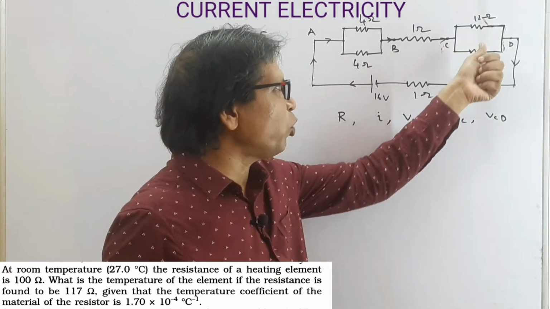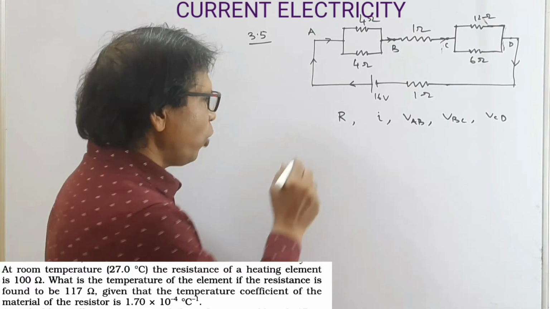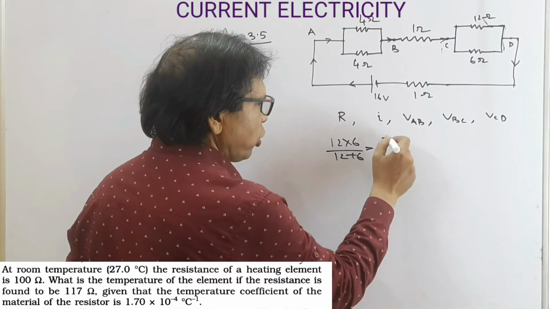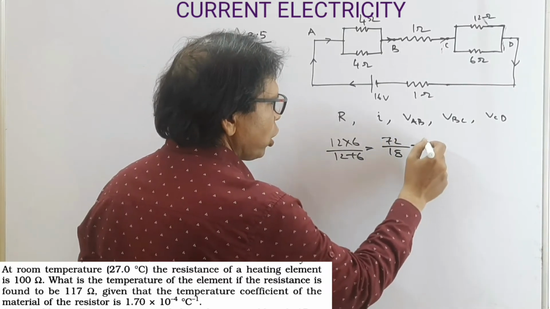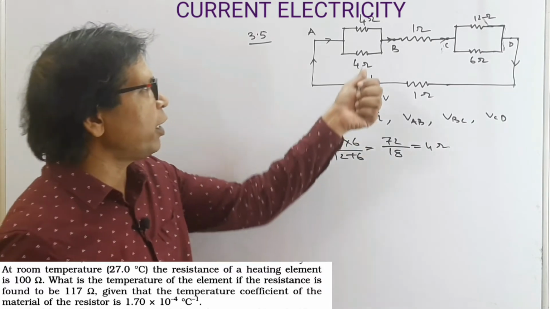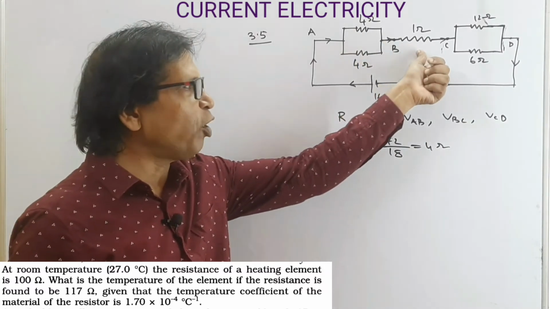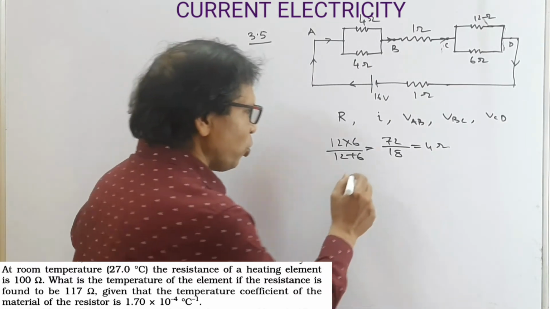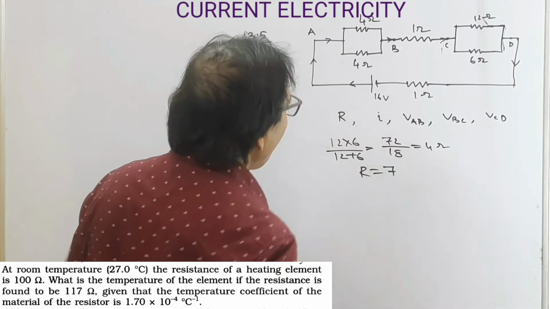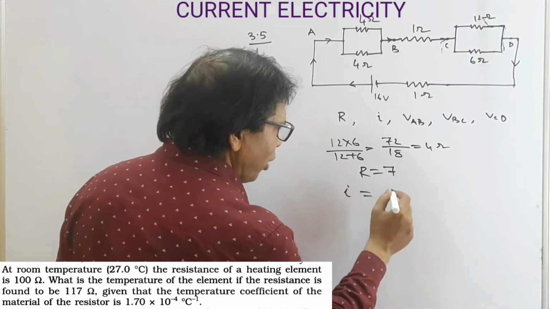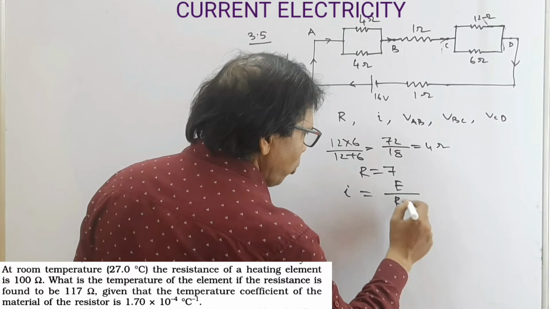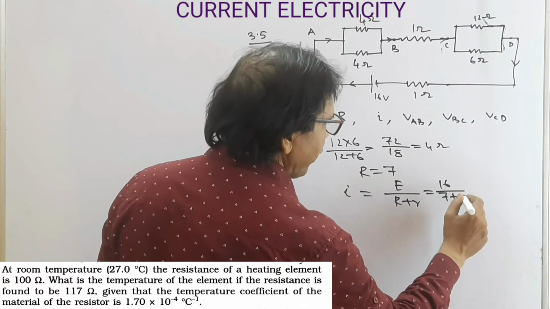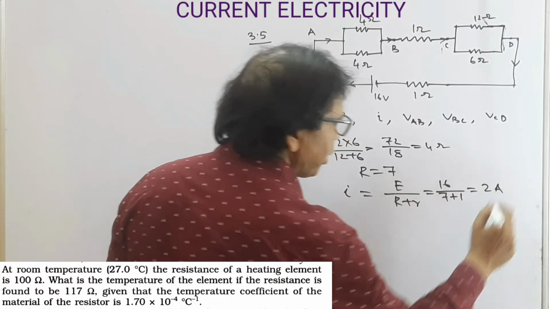Now this is 12 into 6 divided by 12 plus 6. So this is 72 by 18. So this is 4 ohm. Now equivalent resistance: this is 2 ohm, this is 1 ohm, 3 ohm and this is 4 ohm. So equivalent resistance R equals 7 ohm. Now what is the current? Now current I equals E divided by R plus r. E equals 16 volt, capital R is 7, small r equals 1. So this is 2 ampere is the current.